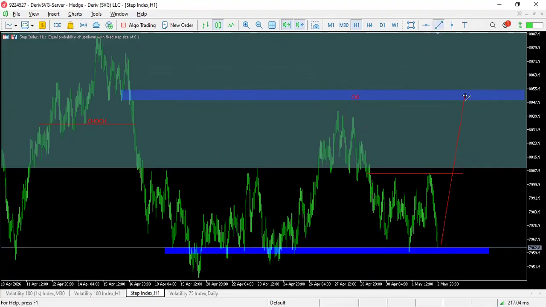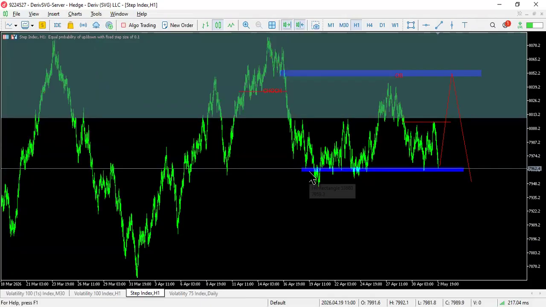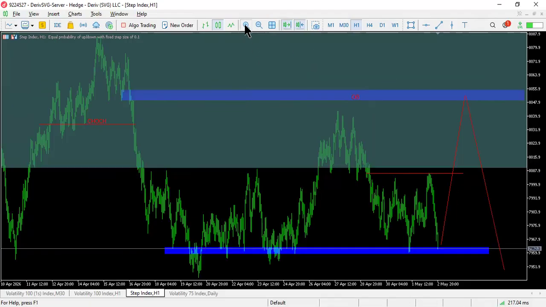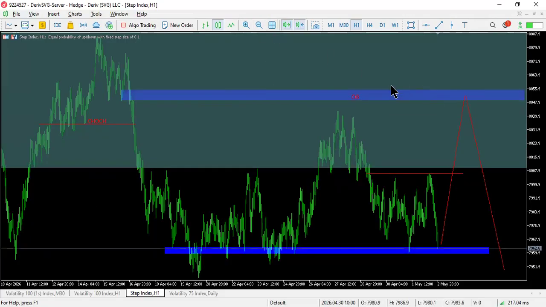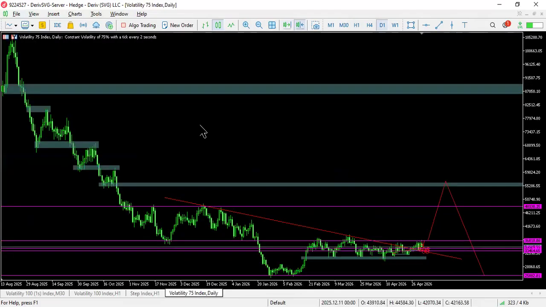then expect a move to the downside, because I can see there's a lot of liquidity that is sitting here at this level. If price will break this support level to the downside, then I'll continue with the move. However, as long as price is still above this support level, then I'm only going to be selling Step Index at that order block.